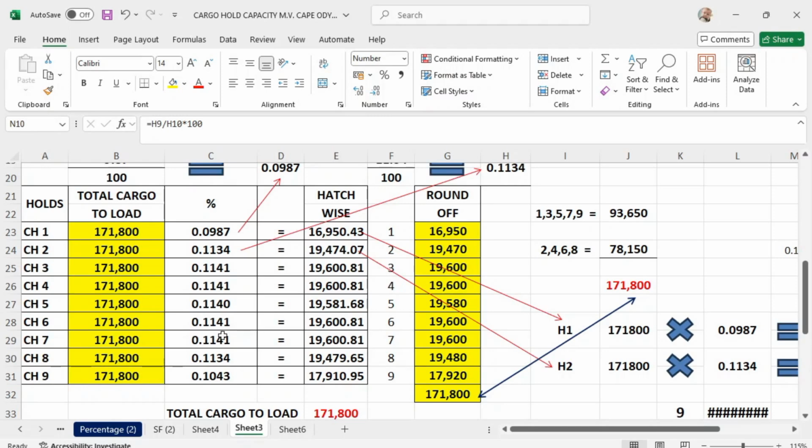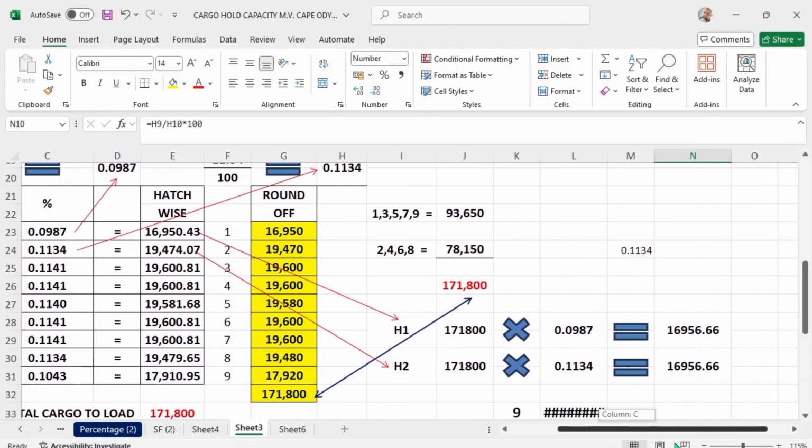Okay, now to get the hatch value of hold number 1, or how much cargo we are going to load, you multiply the total cargo to load of 171,800 by your percentage of 0.0987, and you have a total amount of cargo to load in number 1 of 16,950.43, which is this one, guys. Okay.